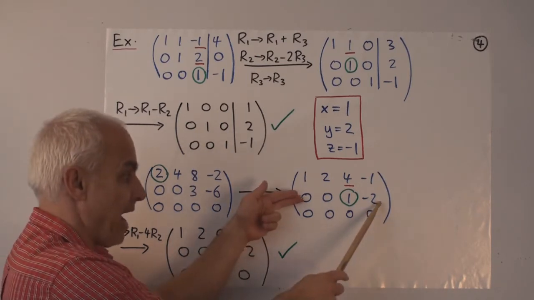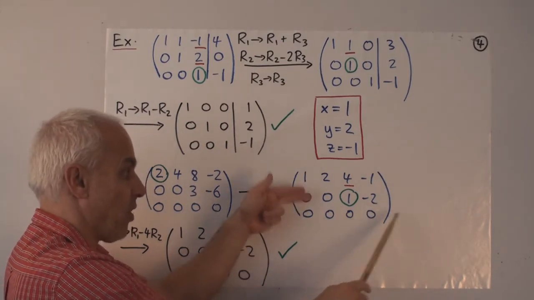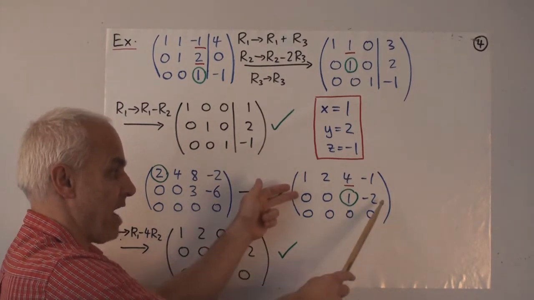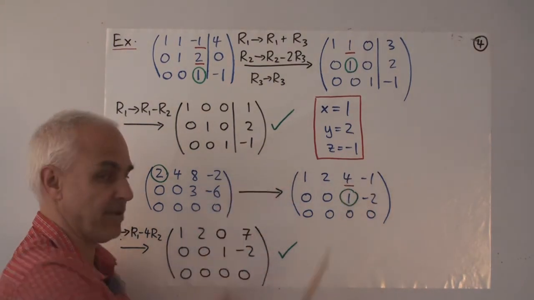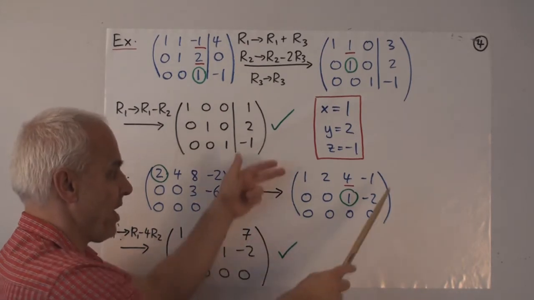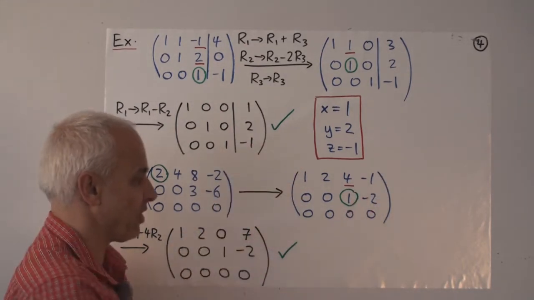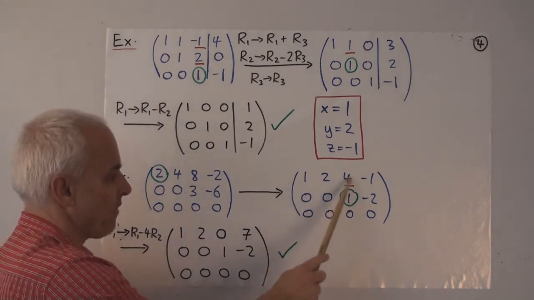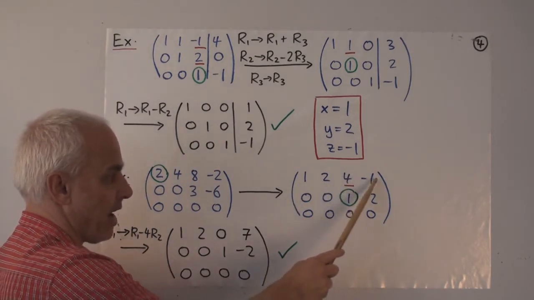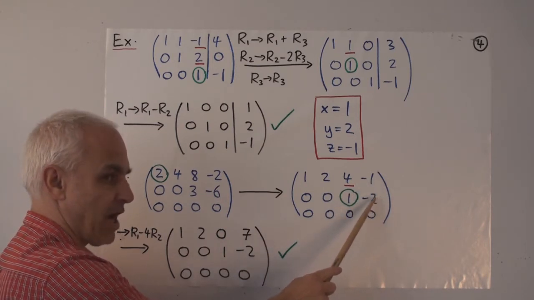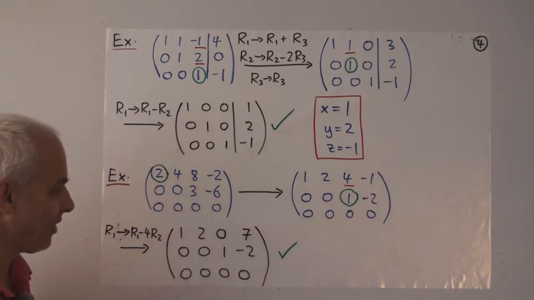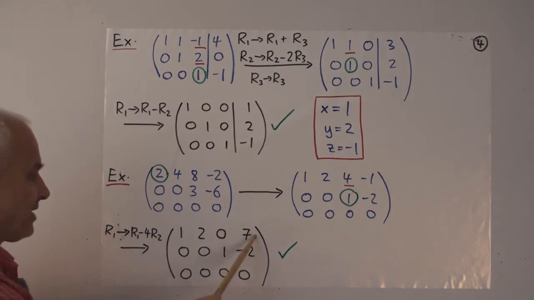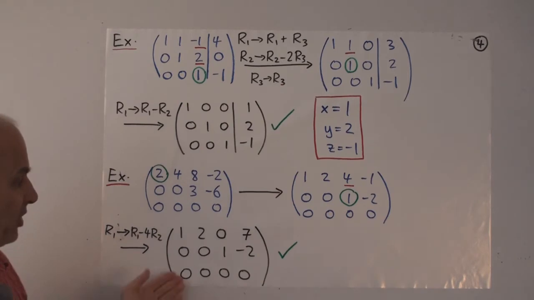How? By adding a suitable multiple of this row to that row. In other words, minus 4 times this one, we're going to add to that. Or to put it another way, we're going to take this row and subtract 4 times the second row. Giving us 1, 2, 4 minus 4 times 1 is 0, and minus 1 minus 4 times minus 2 is minus 1 plus 8, that's 7. That then is now in fully reduced row echelon form.